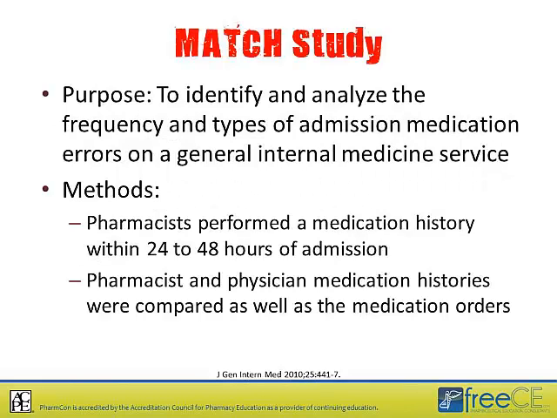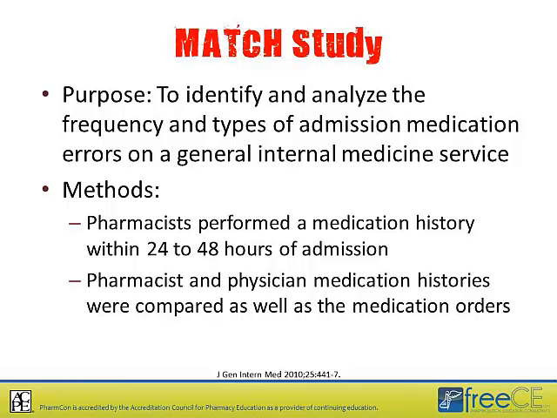So before we talk about specific roles and responsibilities of pharmacists, I wanted to just go over the one study that I could find in pharmacy about transitions of care, and it's the MATCH study. The purpose of this study was to identify and analyze the frequency and types of admission and medication errors on a general internal medicine service.